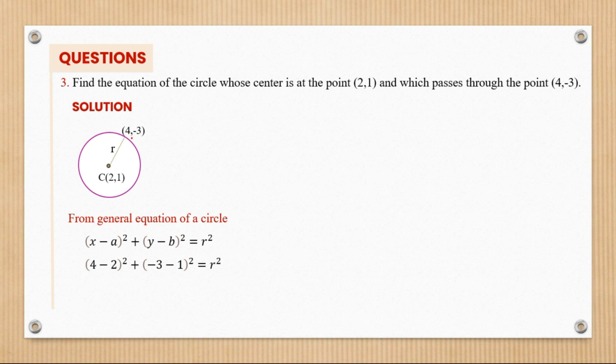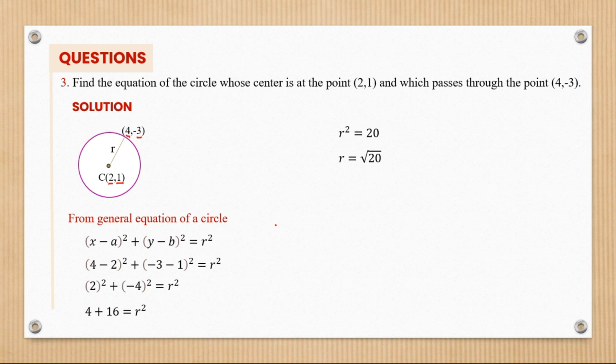So as you can see, we can plug in the value of x as 4 and the value of y as negative 3. Then we can use this center here, where a is 2 and b is 1, and use this to find the value of the radius. So when I solve this, I'll have 2 squared plus negative 4 squared, which is the same as 4 plus 16 is equal to r squared. So r squared is equal to 20. Then r is equal to root of 20.